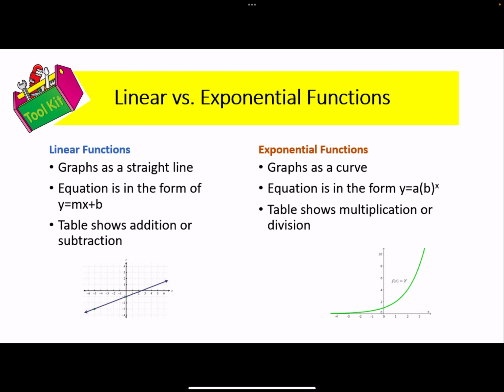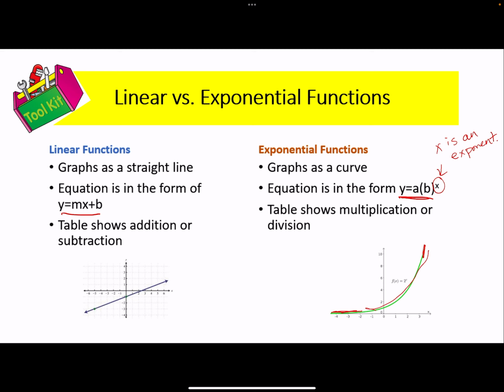So quick reminder, linear functions, when you graph them, they look like some kind of a straight line, as opposed to exponential functions that have this curve that kind of flattens down here a little bit and then flattens here and then kind of curves in the middle like that. The equation of linear functions are in the form y equals mx plus b, as opposed to the exponential functions where the x, the variable, is an exponent.